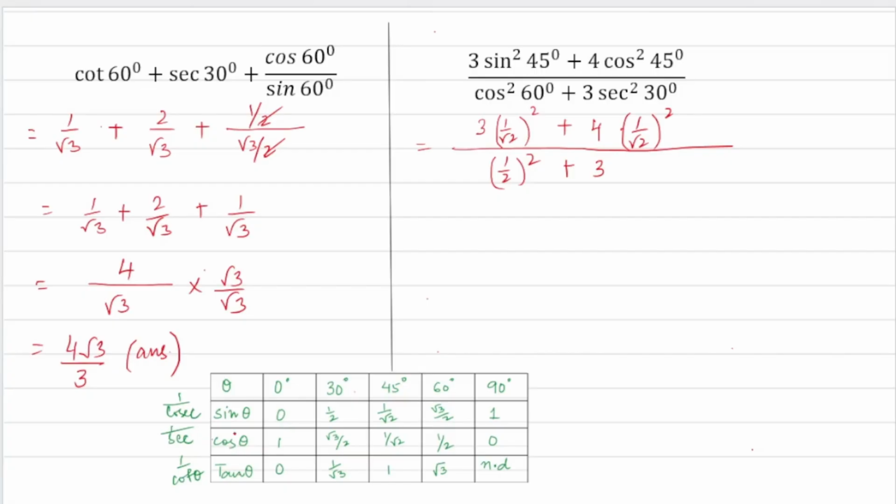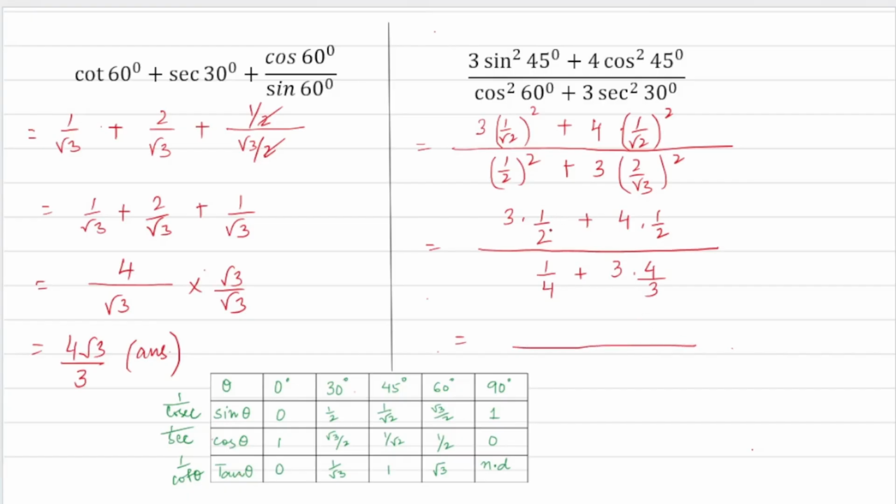Secant is the reciprocal of cos. So cos 30 is root 3 over 2. So its reciprocal will be 2 over root 3 and then I have this square. All right, so many terms to simplify. Let's do them one by one. So 3 times, what is 1 over root 2 square? 1 half, plus 4 times 1 over root 2 square is 1 half. In the denominator, half square is 1 over 4 plus 3 times 2 square is 4 and root 3 square is 3.